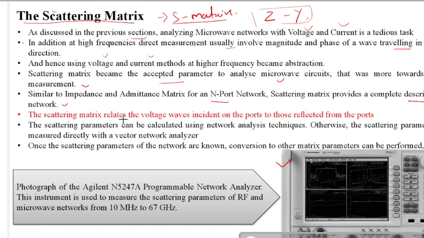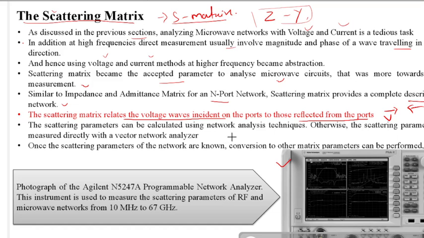The scattering matrix relates the voltage waves incident on the ports to those reflected from the ports. So the scattering matrix is based only on how much voltage is incident and how much voltage is reflected back from one particular port to another. Basically it just compares the voltage, no current is involved here, so it becomes easy to understand as well as to measure. Just how much maximum voltage was applied and how much was reflected or measured. That's it.